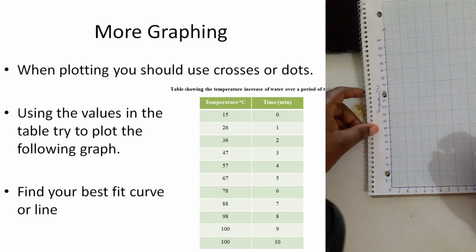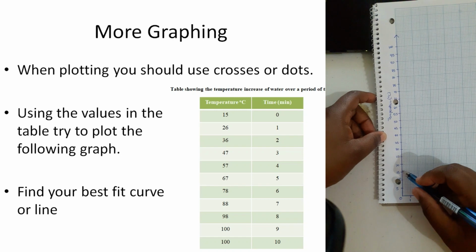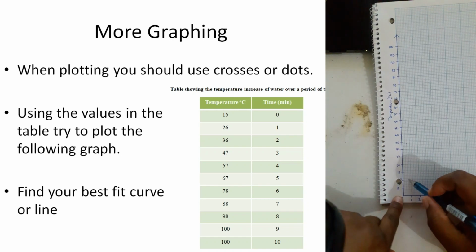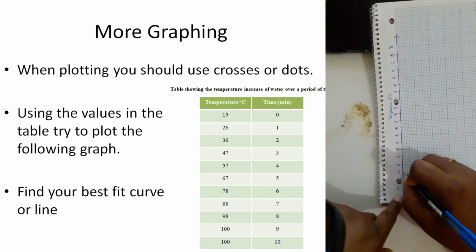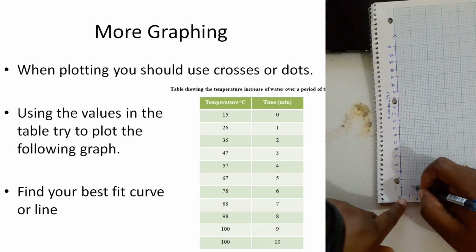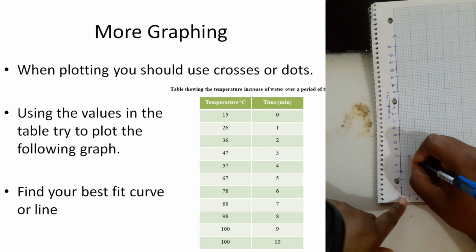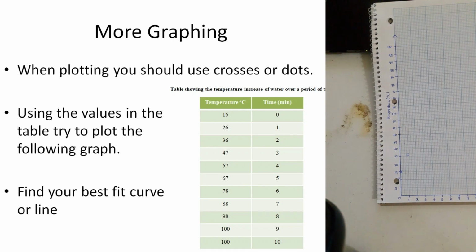And we're going to start to plot now. When the time is 0, the temperature is 15. So we're going to put 1 here. Okay? When the time is 1 minute, the temperature reaches up to 26. So we know this is 26. How do we know? Well, it's pretty easy to figure that one out.